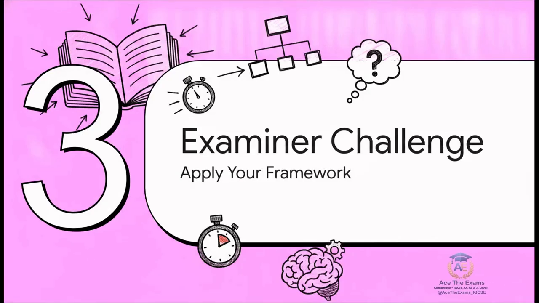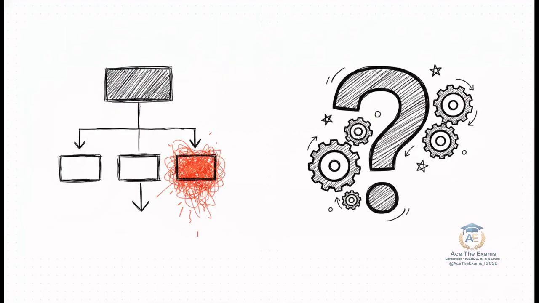Okay, Section 3, the Interactive Examiner Challenge. Let's put everything we've talked about into practice and challenge you to apply this new framework to a realistic, high-stakes past paper scenario right now. Check out this flawed code snippet. If age is less than 16, then console.writeline too young. Honestly, it seems totally straightforward for checking a user's age, right?